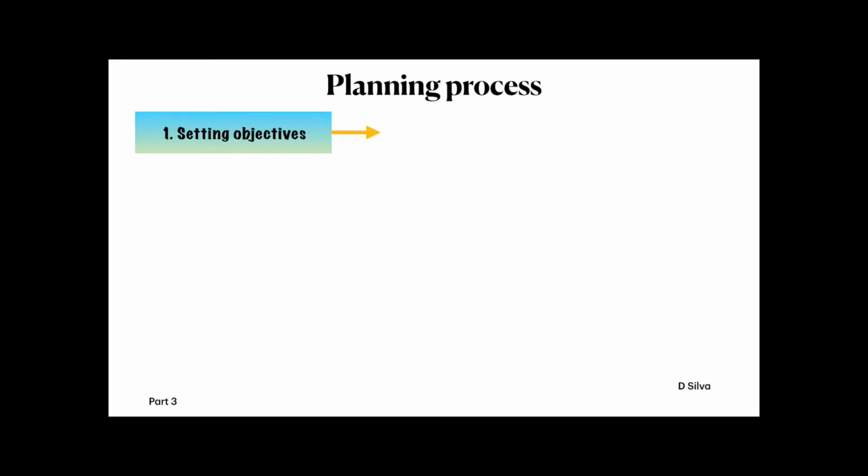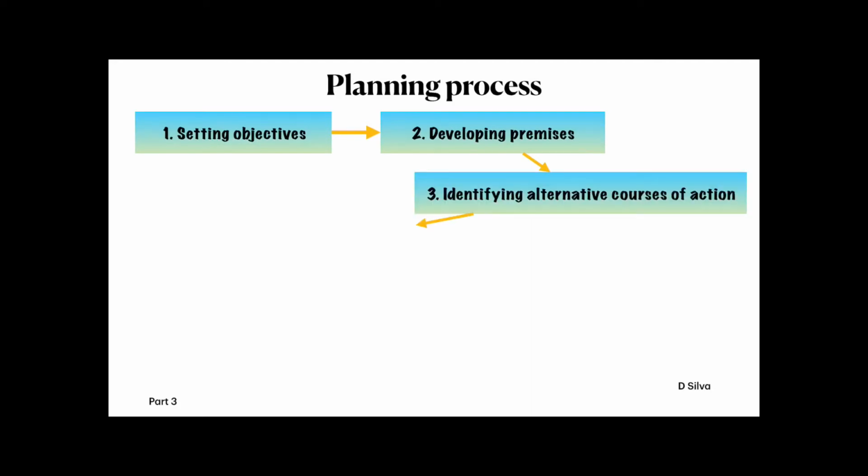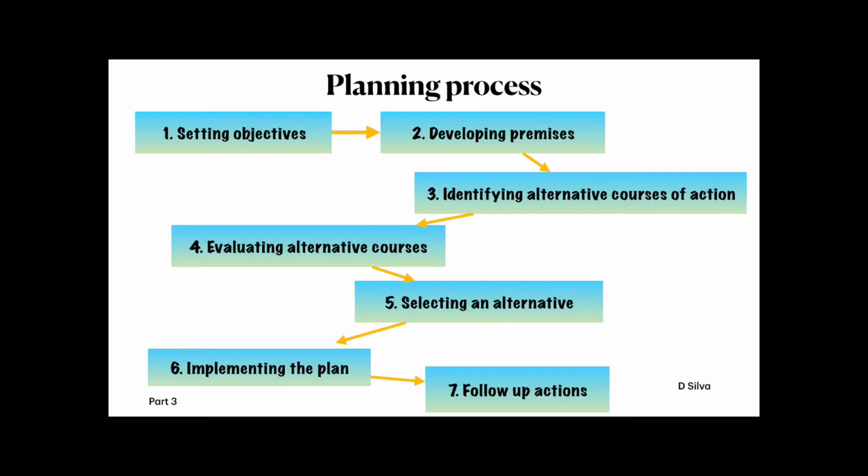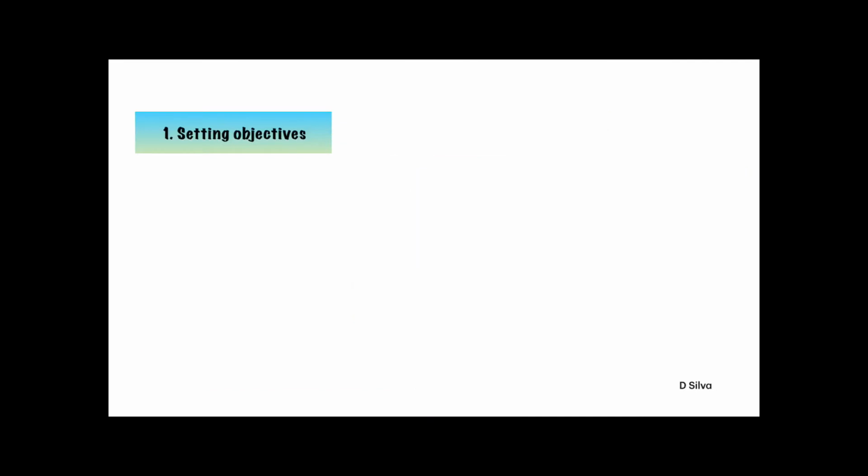First one, setting objective. Second, developing premises. Third, identifying alternative courses of action. Fourth, evaluating alternative courses. Fifth, selecting an alternative. Sixth, implementing the plan. Seventh, follow up actions. So there are 7 logical steps that every manager needs to follow in the process of planning. Let's begin with the first one, setting objectives.